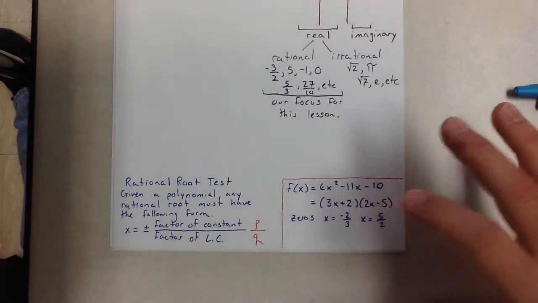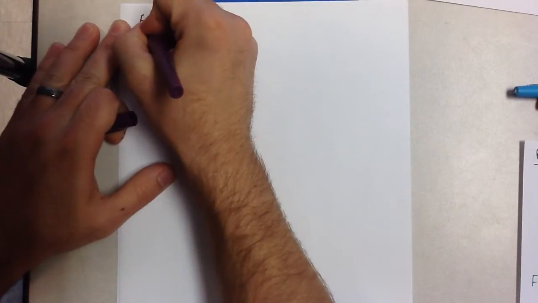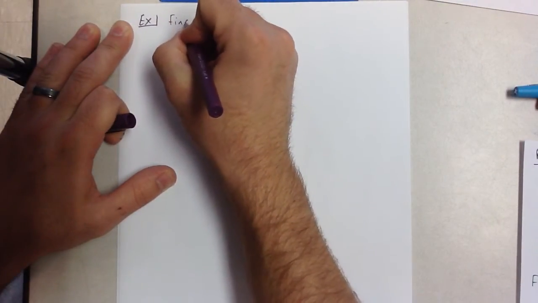Let's write a list of possible zeros. So let's say we have, first of all, let's make this our goal. Find all possible factors, or possible zeros.